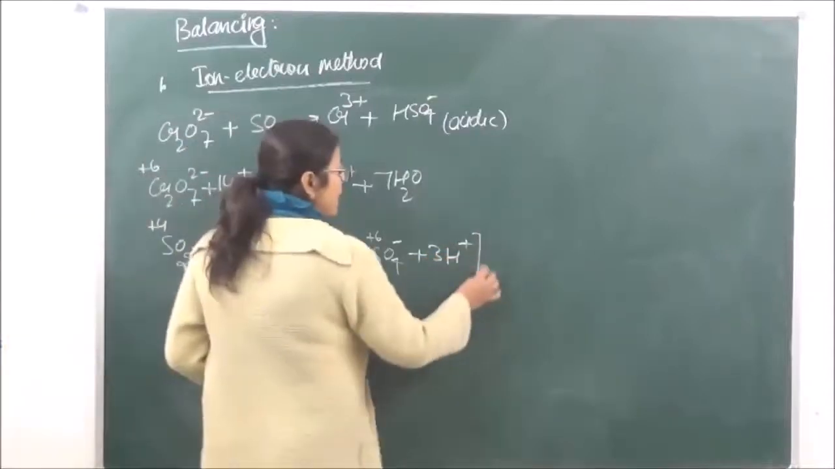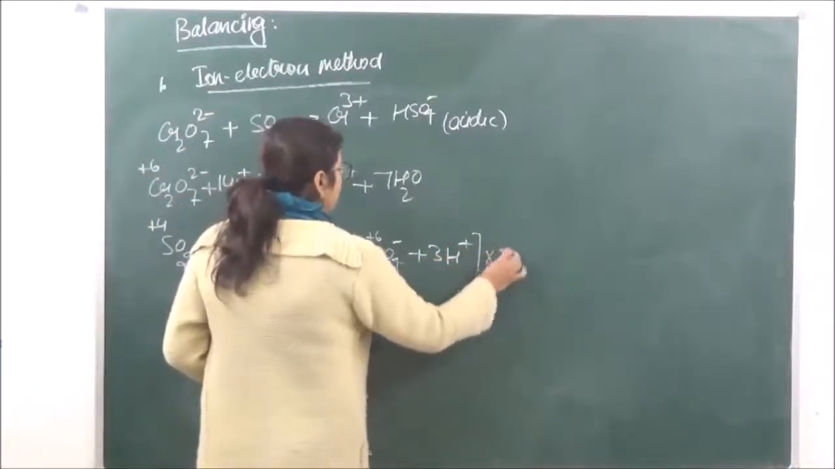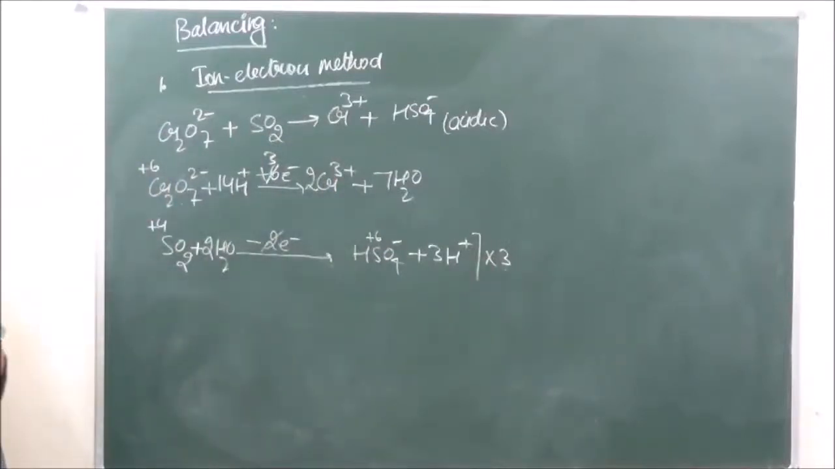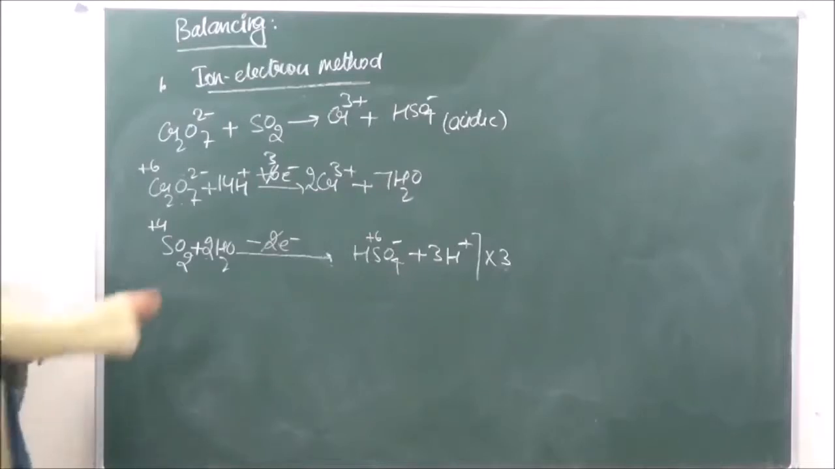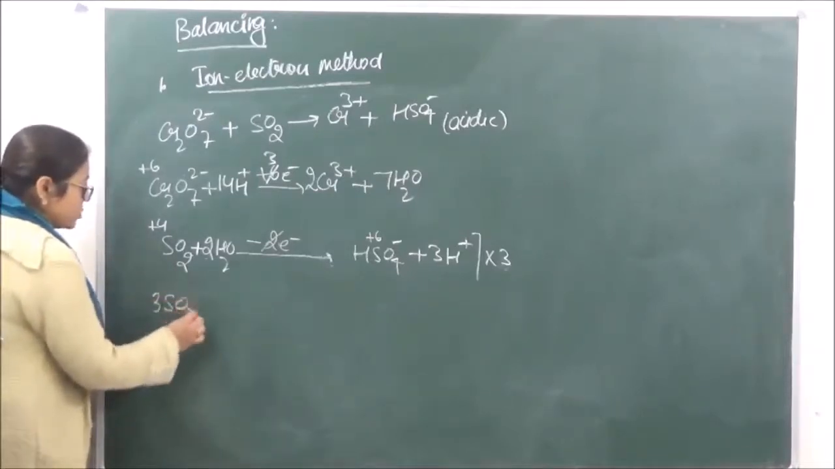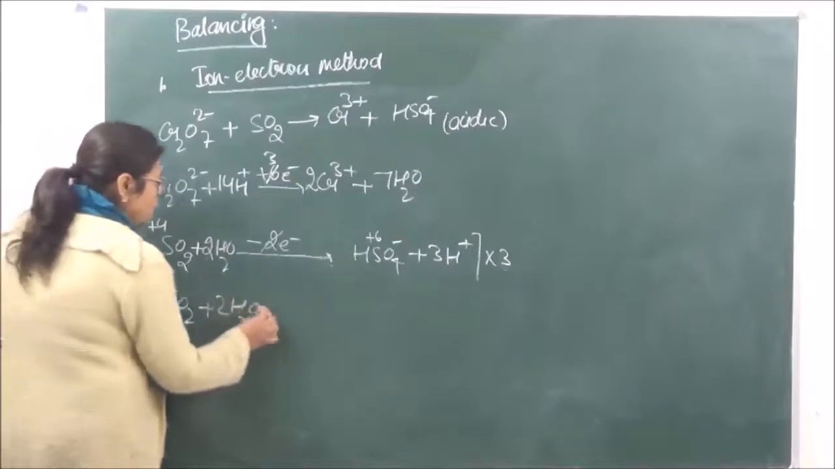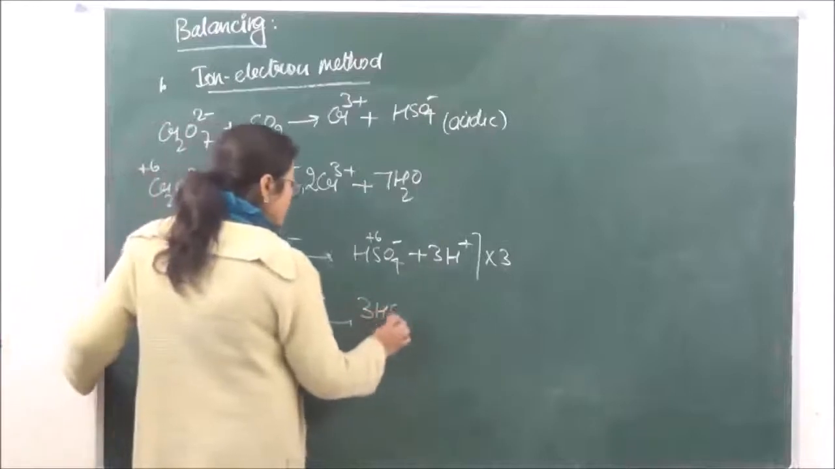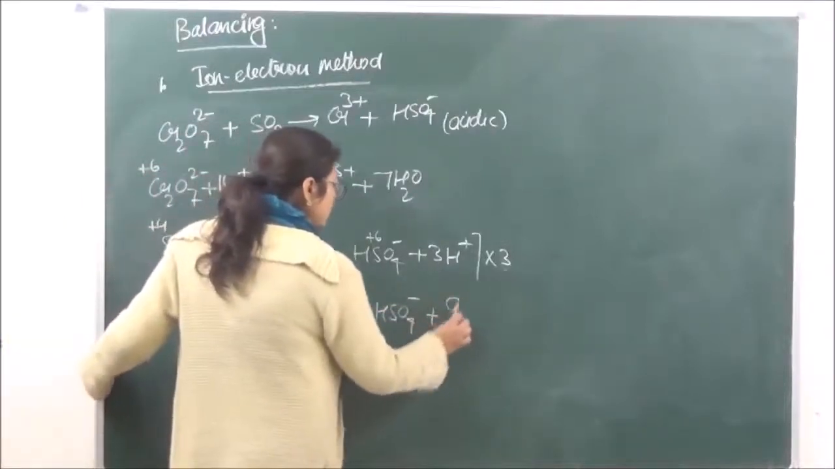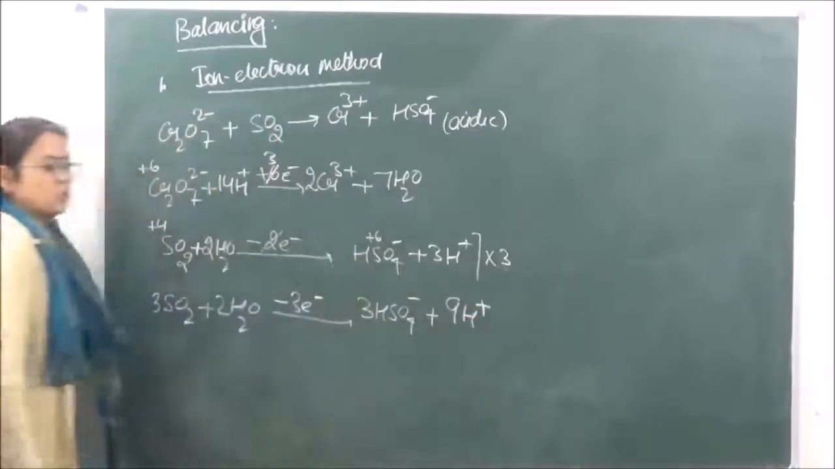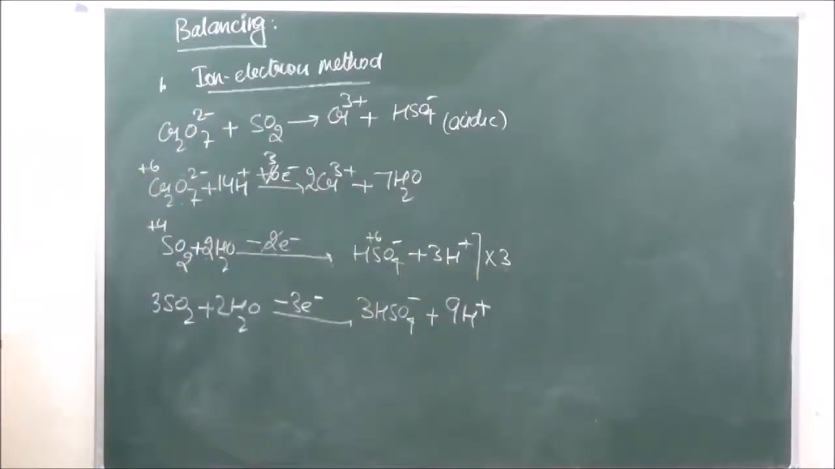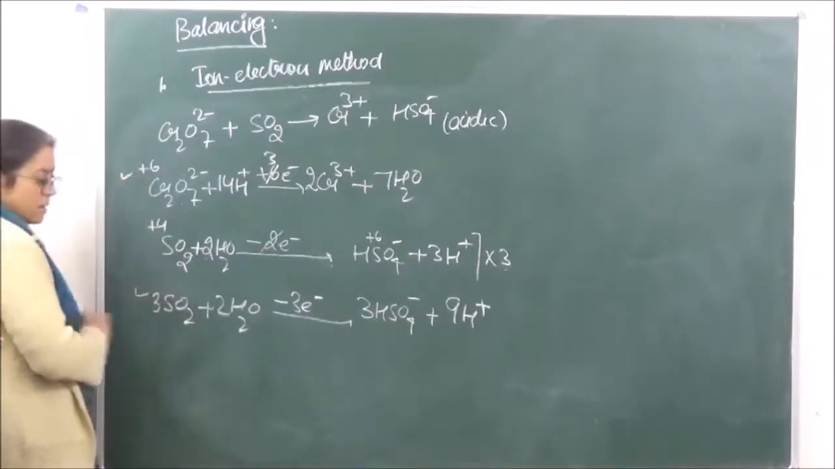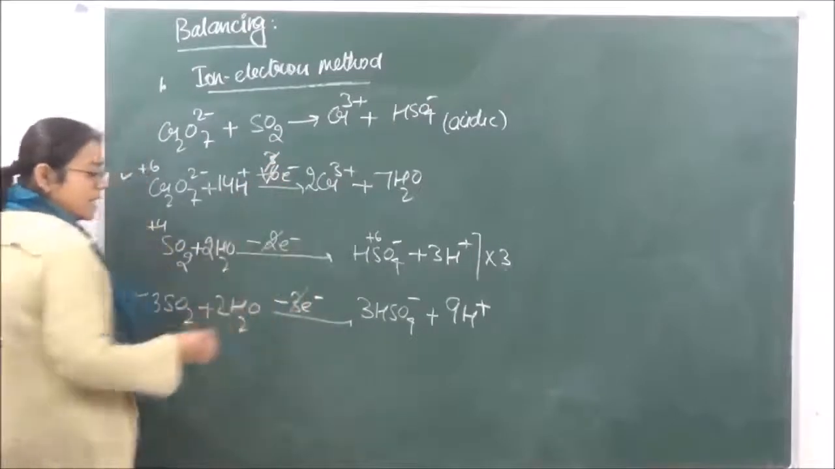Now you need to multiply the equation by 3 to bring the number of electrons same. So if you're doing it by 3, we have 3SO2 plus 2H2O minus 3 electrons to give us 3HSO4 negative plus 3 3s are 9H positive. Okay? Now let's do the overall reaction by adding this and this. When you're adding both, the number of electrons get cancelled.